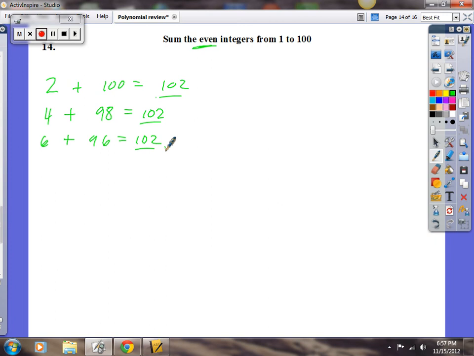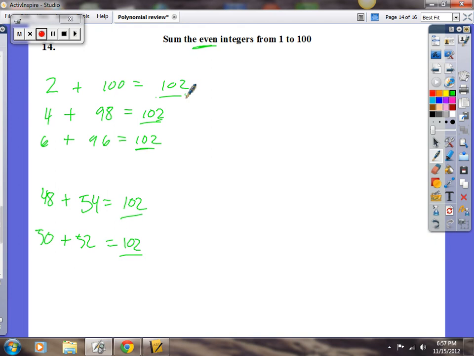Let's see, 48 is going to be paired with 54. That's 102. And my last one, 50, is going to be paired with 52. And that is 102. So it looks like every integer is going to have a pair. So now the only question is, how many of these 102s are there?